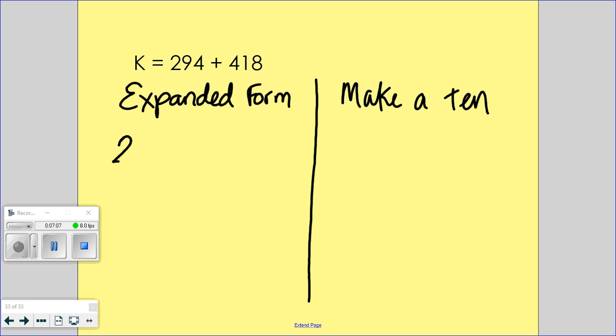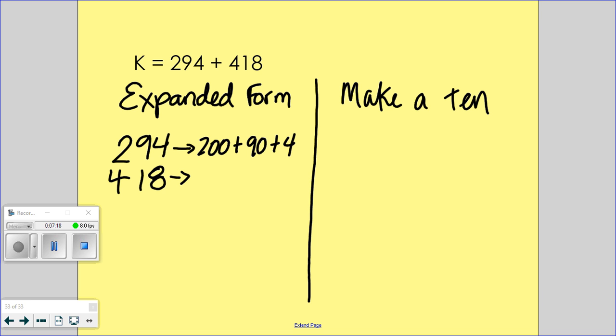To do expanded form, we know we need to stack it and then expand it. That's no different than what we've been doing. Start with our smallest unit, our ones. What is 8 plus 4? 12. William. Can I smush 12 into my ones column? No. What do I need to do? Make a trade. Make a trade for what? A 10.